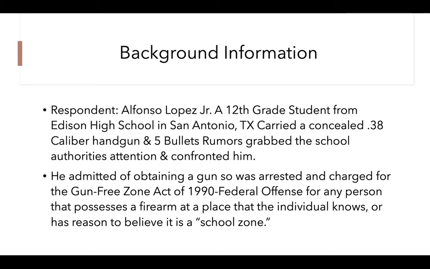And this federal offense is basically any person that possesses a firearm at a place that the individual knows or has reason to believe is a school zone. He knew he was at school, he has a gun, so we're going to arrest him because he violated this act. Not because he's underage with a gun. He just has a gun in a school zone overall. So he's arrested for that, not the age restriction itself.